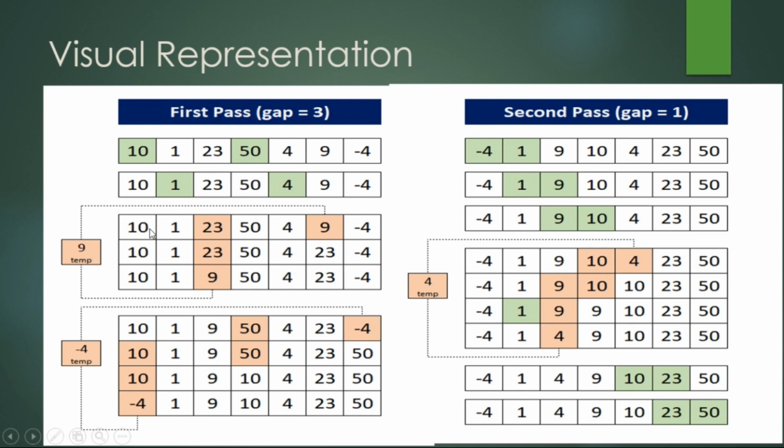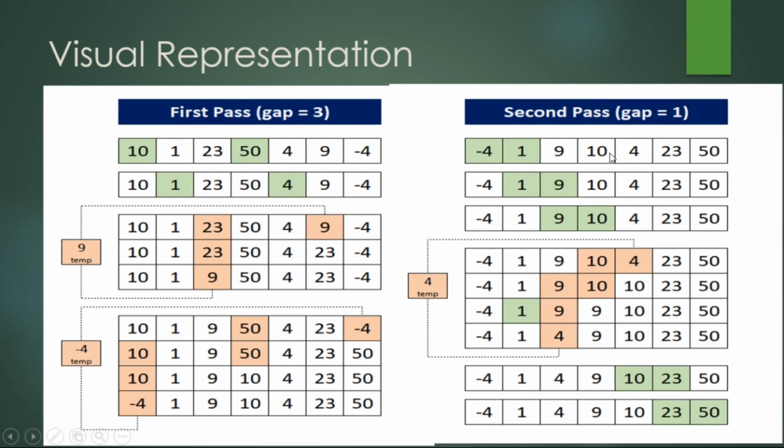Then again, after certain comparisons, we can see that 23 and 9 are not in order after comparison, so they are replaced with each other. Again minus 4 is compared with 50, as they are 3 places apart and are not in sorted form, so they are again replaced. Hence minus 4 after sorting reaches the first index.